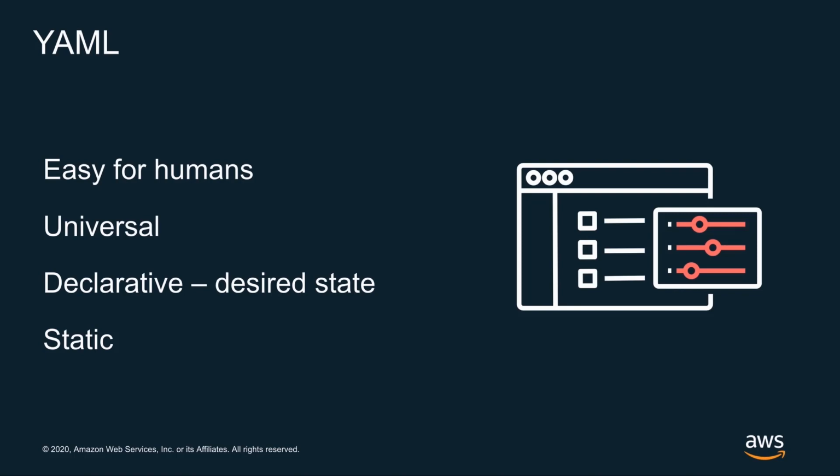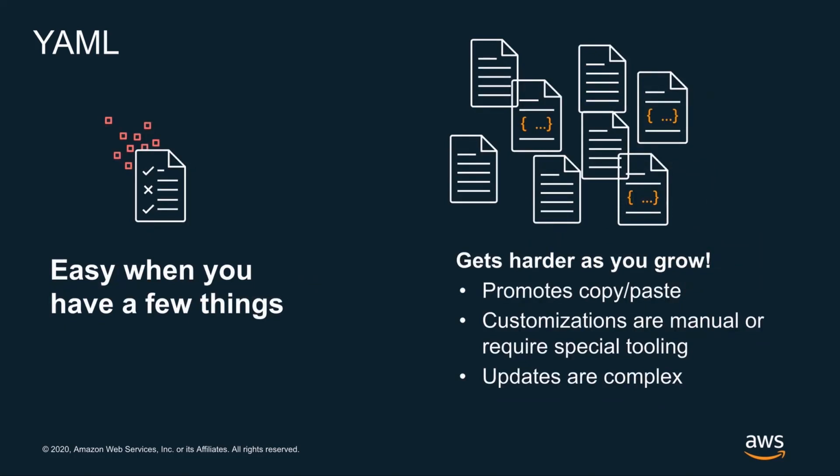So YAML is also very static. YAML is very easy when you have a few things to declare. So if you have a simple web app or a few services on a cluster, maybe setting up a config map YAML is very straightforward. It's easy to open a text editor and just type the code. But as you grow, as you start to run lots of apps on your cluster and use Kubernetes across your organization, YAML can get really hard.